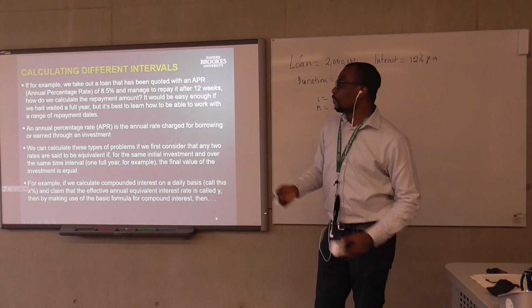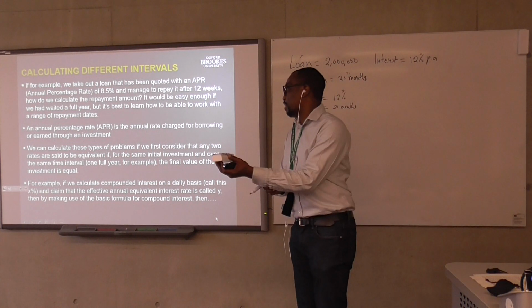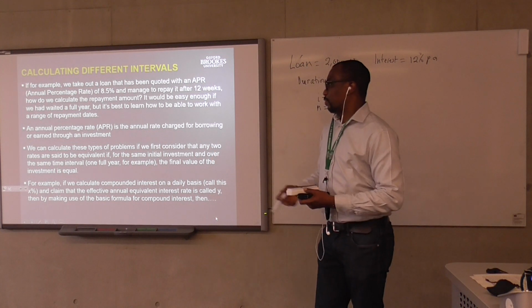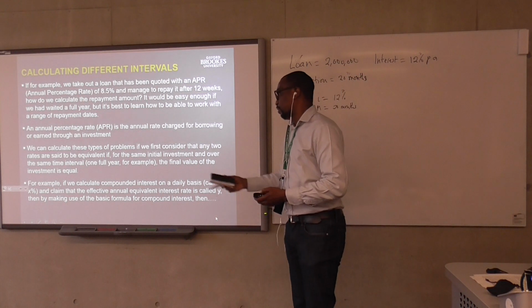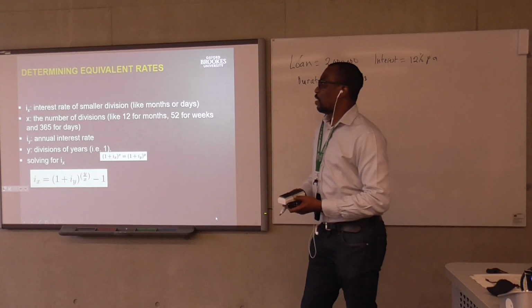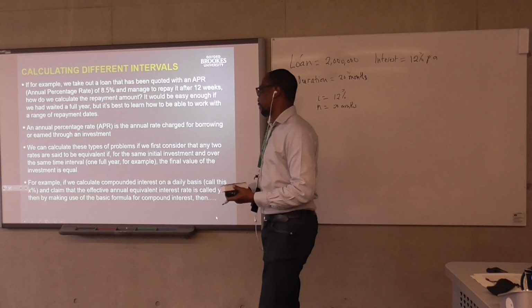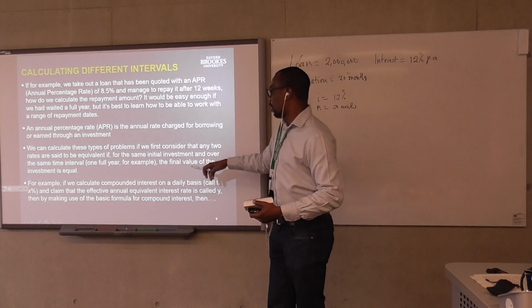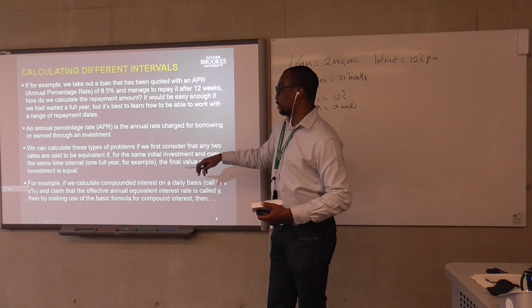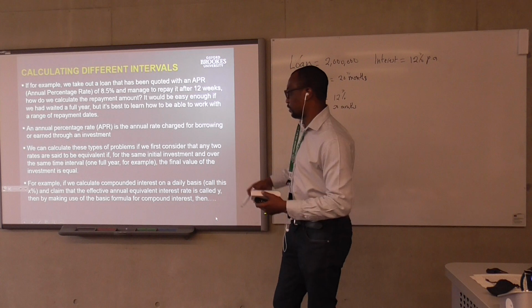So what we have to do here is realize that if we calculated compounded interest on a daily basis, call this X%, and claim that the effective annual rate is called Y.